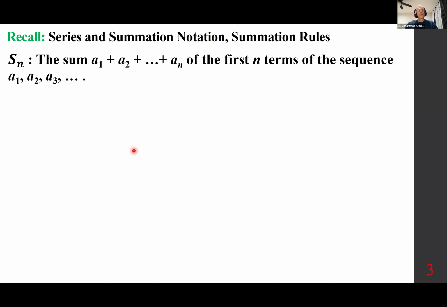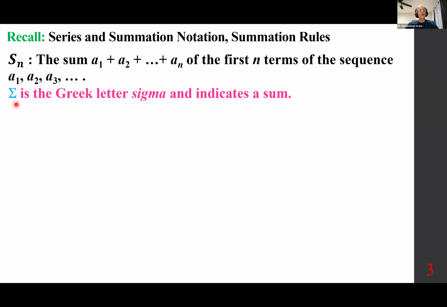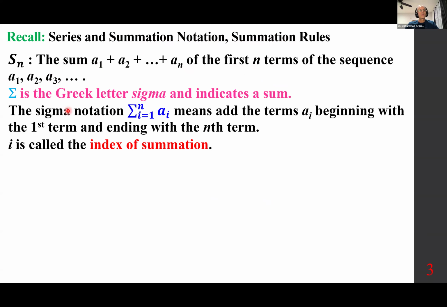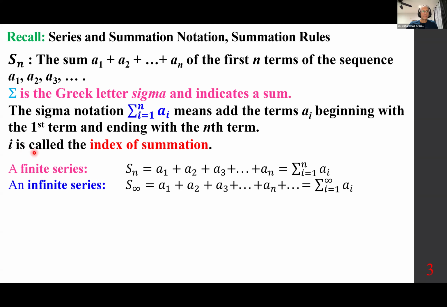So recall S sub n, the sum of the first n terms of the sequence, a sub 1 all the way to a sub n. Sigma is the Greek letter and indicates a sum. The sigma notation, summation of i going from 1 to n of a sub i, means add the terms a sub i beginning with the first term and ending with the nth term. i is the index of summation.